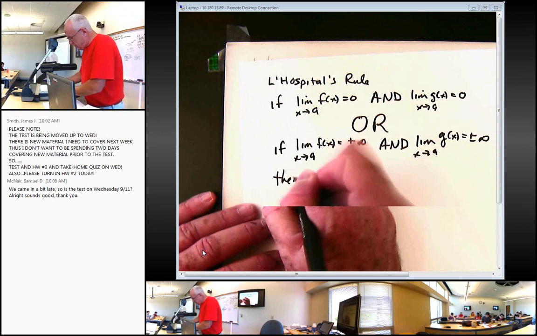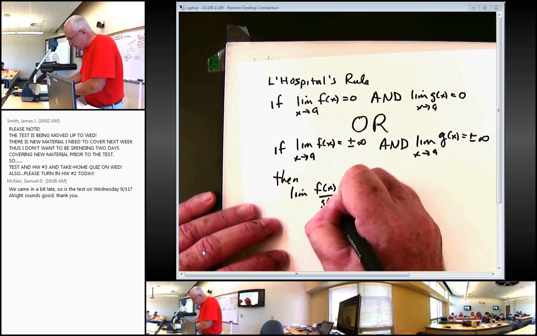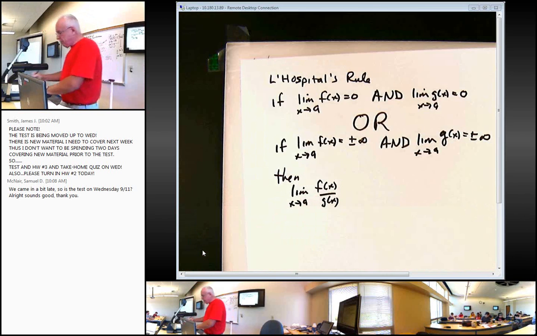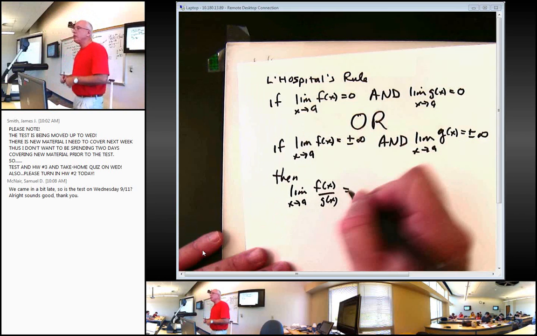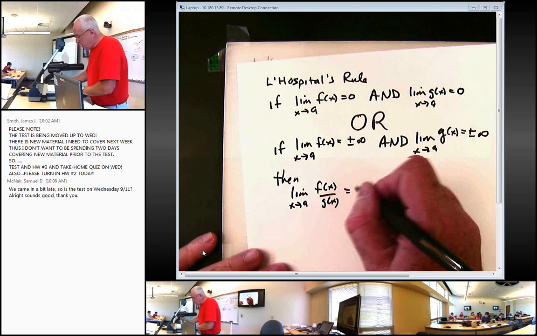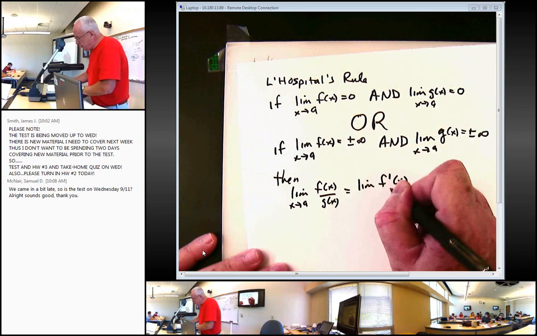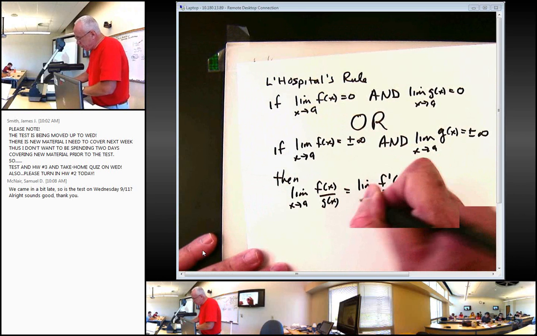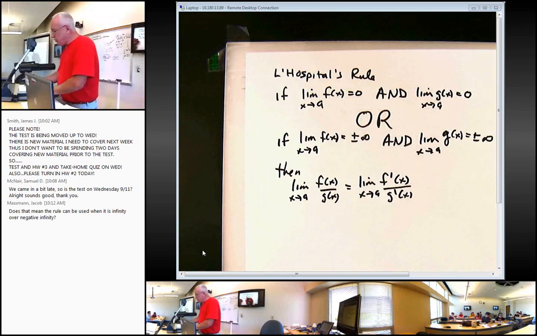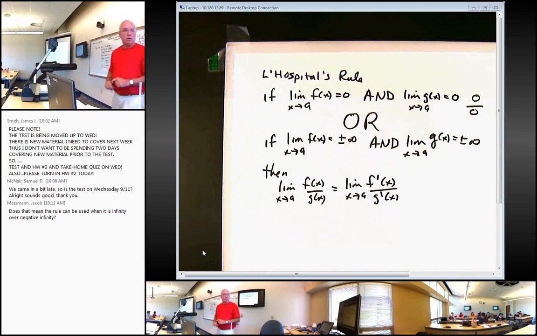the limit of the ratio f of x divided by g of x as x approaches a is going to be equal to the limit of the ratio of the derivatives, equals the limit of f prime of x over g prime of x as x approaches a. This first case where they both approach 0 is the 0 over 0 case.